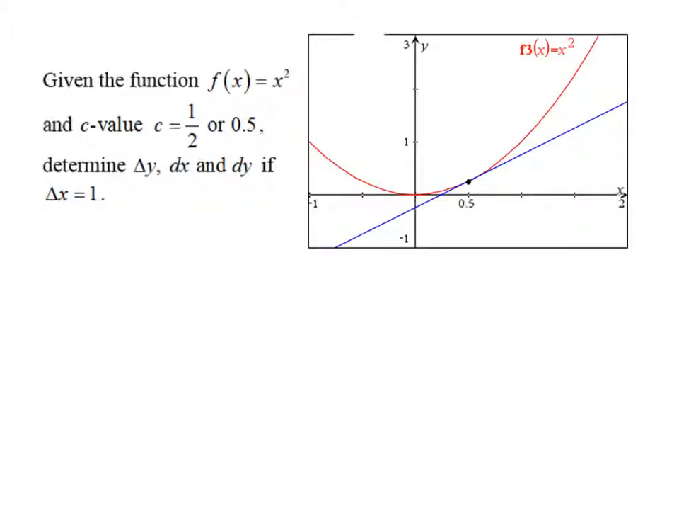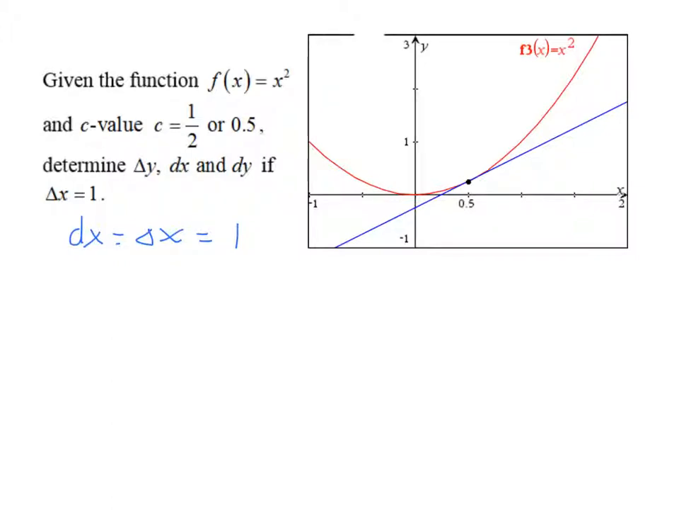Let's now use those definitions to determine the actual values for dx and dy as well as delta y, given the example we had. So we've got our function f of x equals x squared, and we're going to go with that c value at 1/2, as you should probably recognize this picture here. And we're going to determine delta y, dx, and dy if delta x equals 1. Of course, the easy one to determine is dx, because if delta x equals 1, then dx also equals 1.